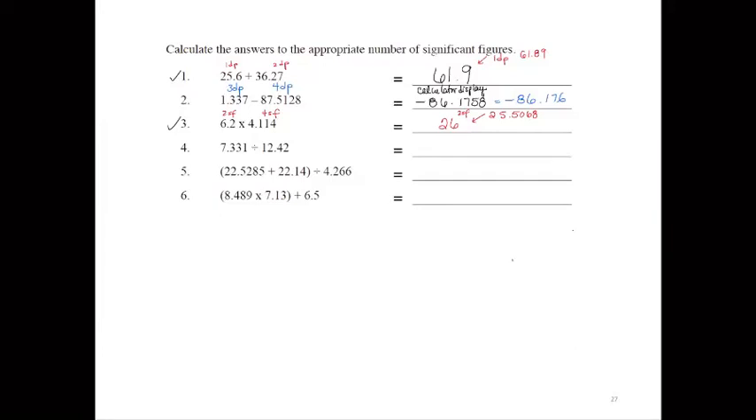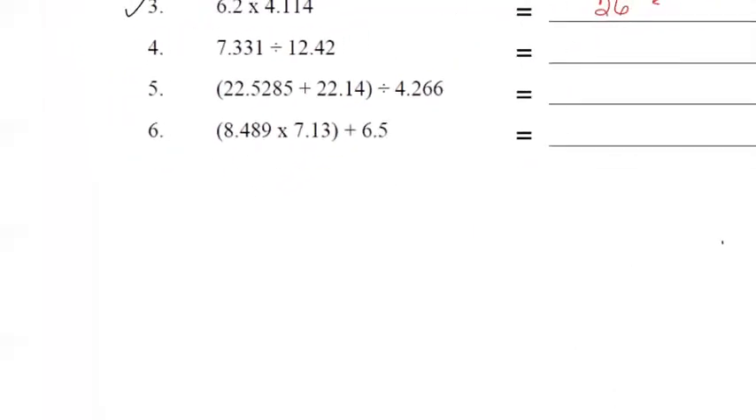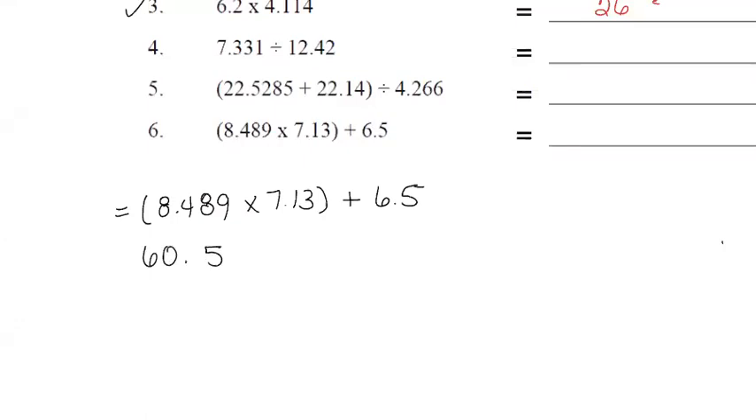Let's go over number six. What happens if now we have multiplication and division inside the parentheses, but then outside the parentheses, we have addition and subtraction, okay? So when it comes to number six, we have to find out what is the result when we take 8.489 times 7.13 plus 6.5. We're going to do very similar to what we did. We're going to do the multiplication first. 8.489 × 7.13. Coming out of the parentheses, I hope that you guys get 60.52657. I hope that people get that.